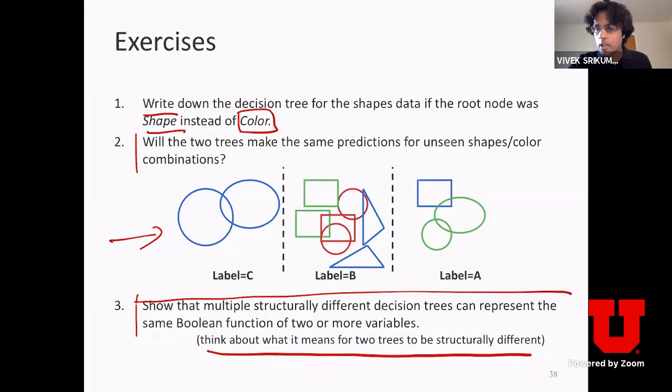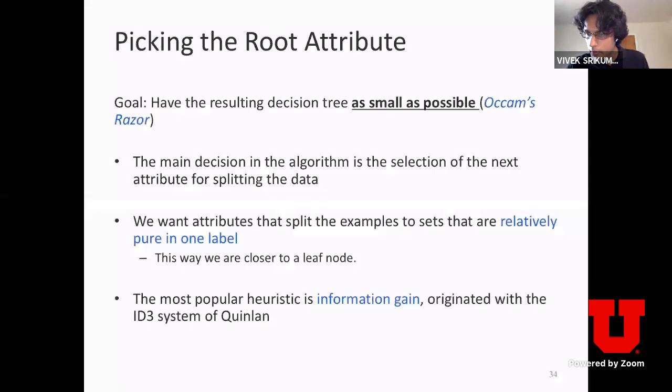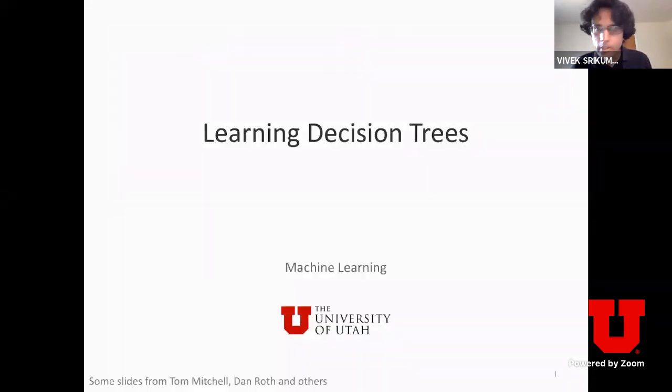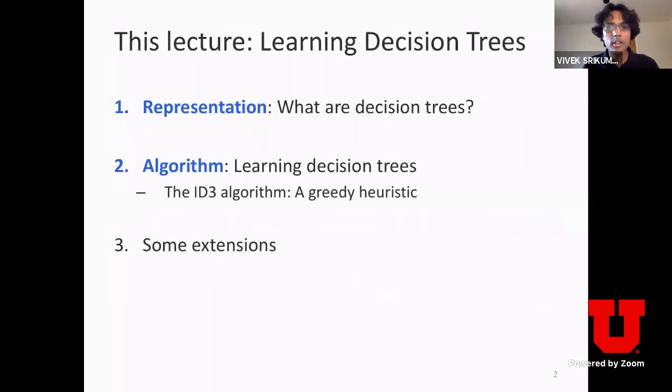So this is a good stopping point. Let me see if there are any questions. There aren't any. So I'm going to now move to the question of learning decision trees. So we've seen what decision trees are. The next thing is to learn decision trees.